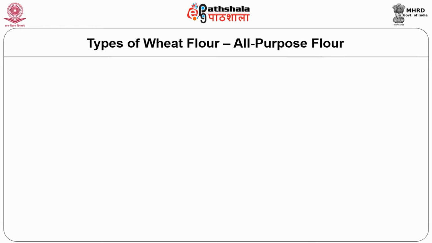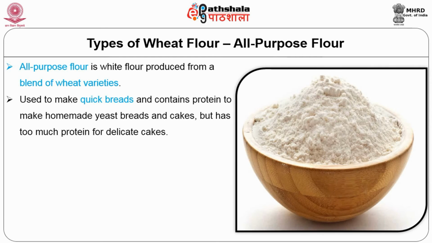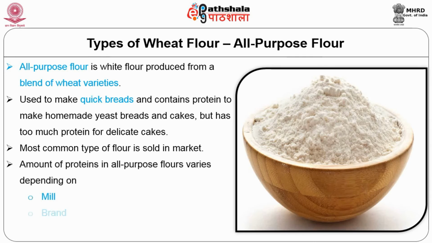All purpose flour. This is a white flour produced from a blend of wheat varieties. It is used to make quick breads. It contains enough protein to make homemade yeast breads and some cakes, but it has too much protein for delicate cakes. It is the most common type of flour sold in the retail market. The amount of protein in all purpose flours varies depending on the mill, the brand and the region where it is marketed.